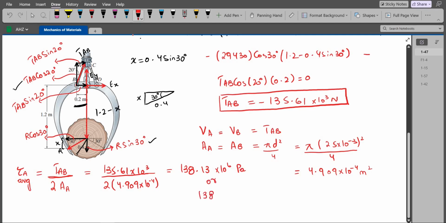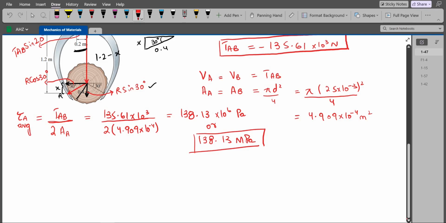or 138.13 megapascals. Since in both the pins the shear force is the same, the cross-sectional area is the same, and both the pins are in double shear, it means the average shear stress in the pin A is the same as the average shear stress in the pin B. So in turn they are the same, 138.13 megapascals. So this is our final answer.